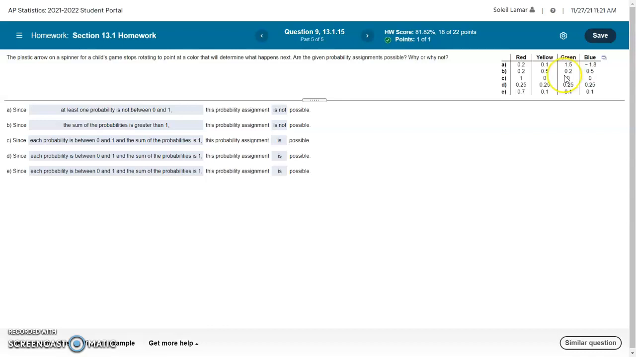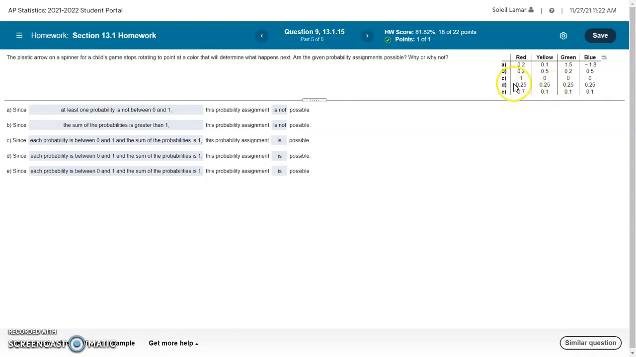For C, we have 1, 0, 0, and 0. The sum of these probabilities is 1, so the probability assignment is possible. And also, none of these probabilities are greater than 1 or less than 0.